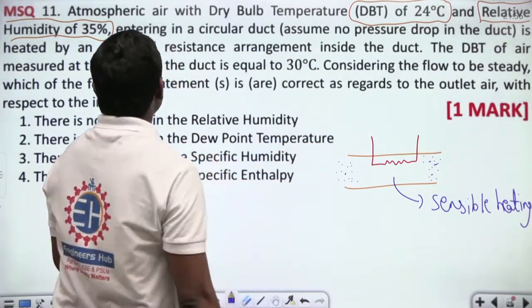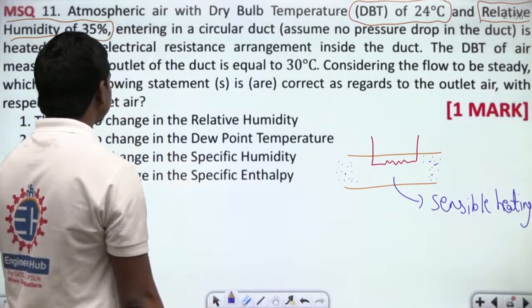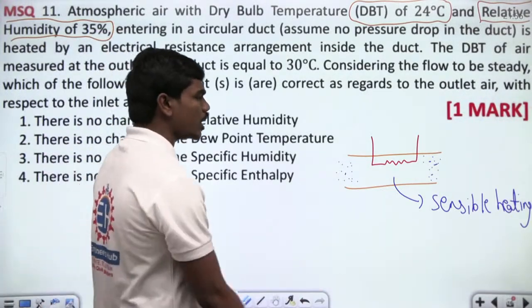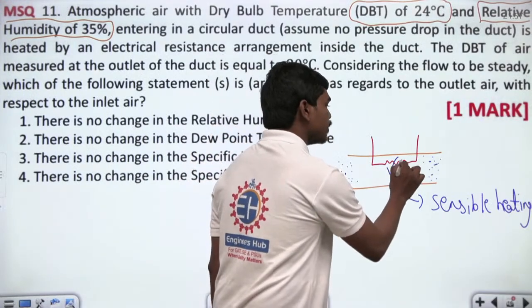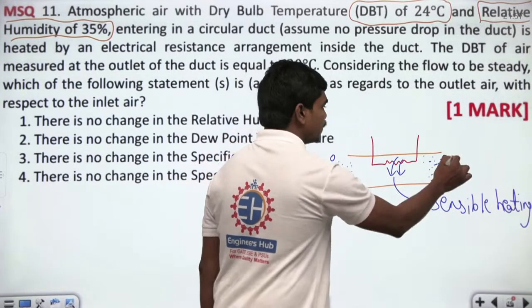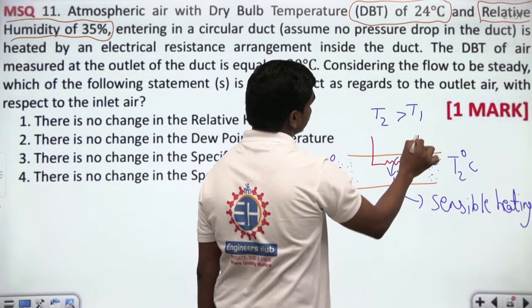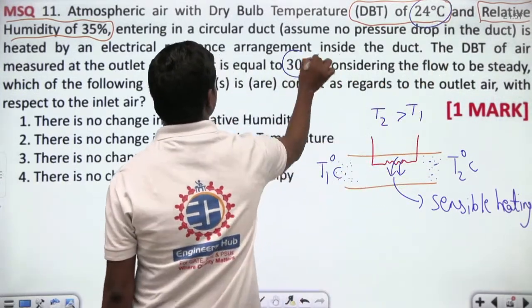Then, electrical resistance arrangement inside the duct. The dry bulb temperature of air measured at the outlet of the duct is equal to 30 degrees Celsius. Obviously, because no water vapor is going in, but heat is supplied by this resistor, if this is T1 degrees Celsius and this is T2 degrees Celsius, then definitely your T2 has to be greater than T1 because of this heating. And it's quite obvious, you can see this is 24 degrees Celsius and this is 30 degrees Celsius.